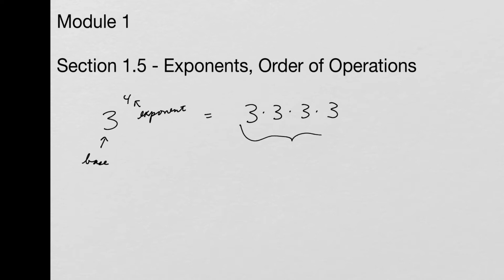So let's say I give you some power here, like 3 to the 4th. The 3 is called the base, and the 4 is the exponent. So what this means is to take the 3 and multiply it by itself 4 times. So there's basically 4 factors of 3 here.